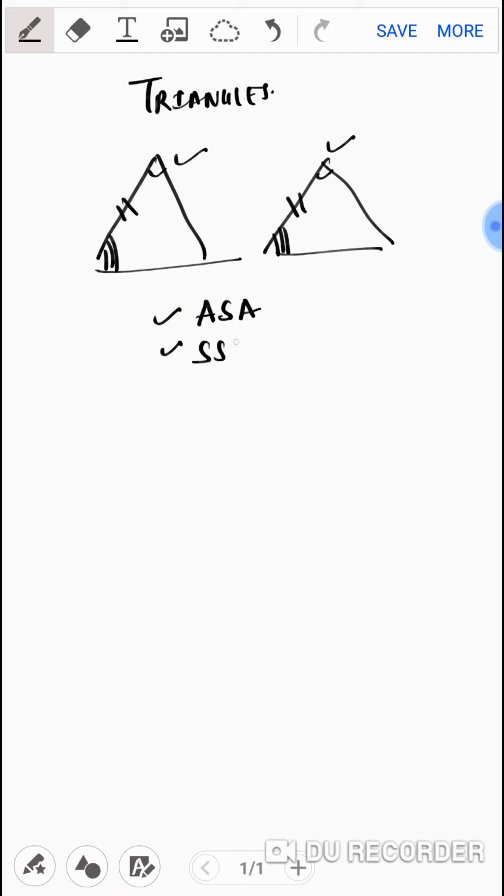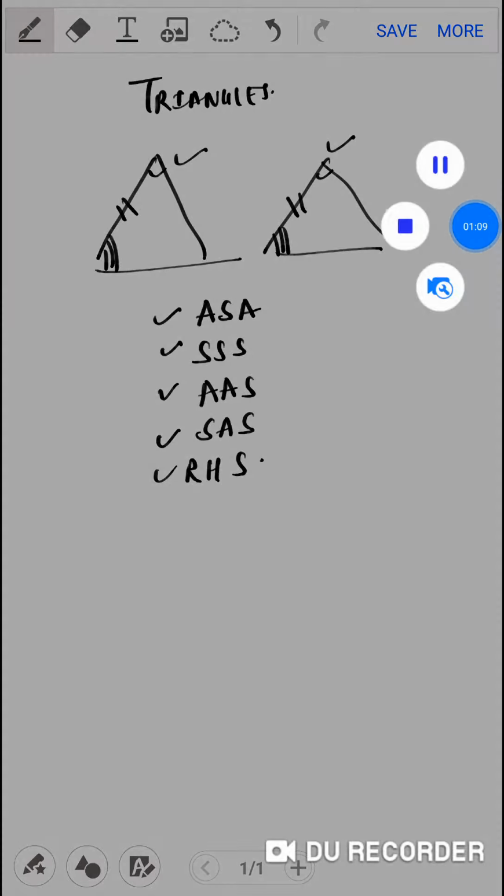Similarly, you have SSS test also, you have angle side test also, and you have side angle side test also. So these four, and you have RHS also, that is right angle hypotenuse side test, to prove two triangles congruent. So shall we start with the main part, that is exercise 7.1. Let's start.